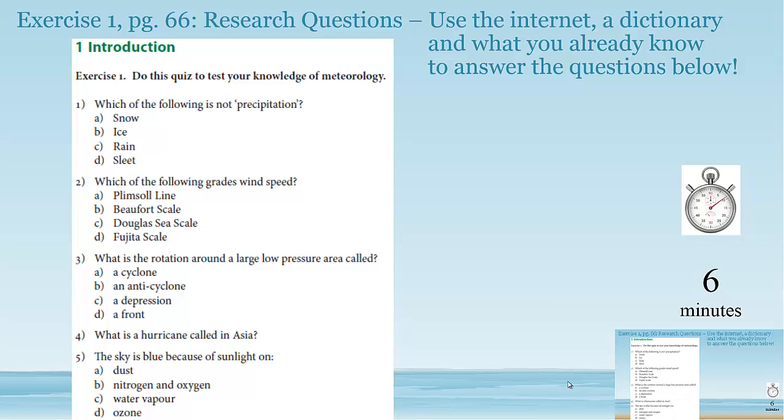Here are the questions. Number 1, which of the following is not precipitation? Snow, ice, rain, or sleet? 2, which of the following grades wind speed? Is it the Plimsoll line, the Beaufort scale, the Douglas Sea scale, or the Fujita scale? Number 3, what is the rotation around a large low pressure area called? Is that a cyclone, an anticyclone, a depression, or a front? And 4, what is a hurricane called in Asia? And 5, the sky is blue because of sunlight on dust, nitrogen, oxygen, water vapor, or ozone. 6 minutes, go for it.